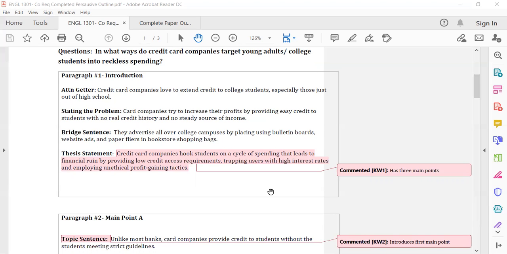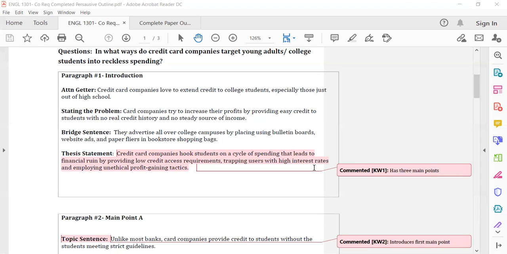So that's my opinion. And then you see the 3 reasons why I believe that way. And the 3 reasons are listed last. So the 3 reasons are that they provide low credit access requirements, they trap users with high interest rates, and they also use some pretty unethical profit gaining tactics. So you'll see here that I have my 3 main points. So this is a really good example of a thesis statement that is one sentence that has the topic addressed. It has my opinion in it without me saying I believe that or my opinion is. Notice there's no first person in this.